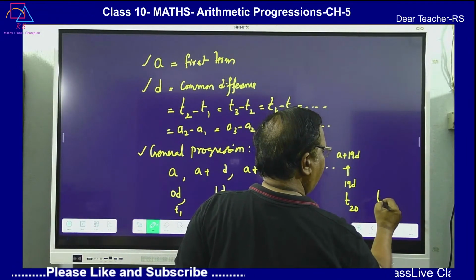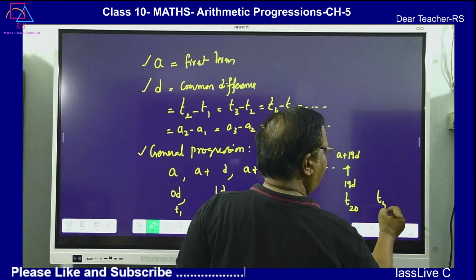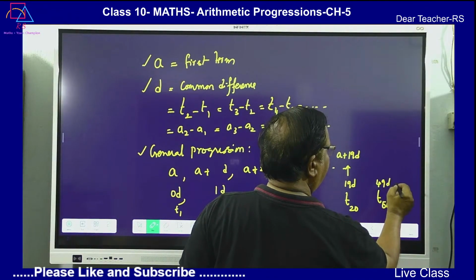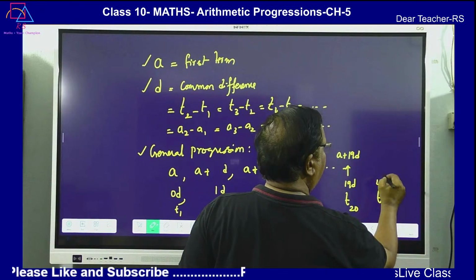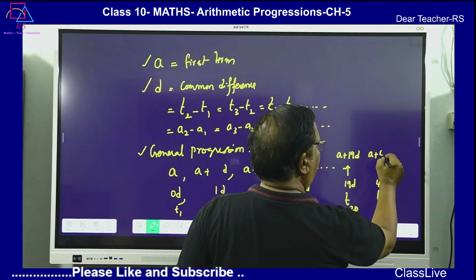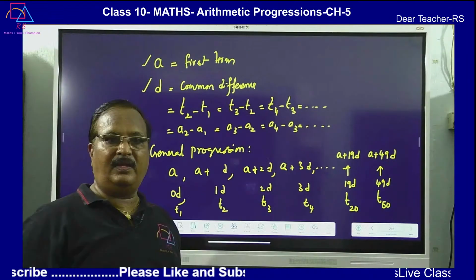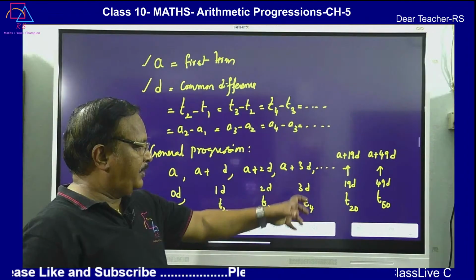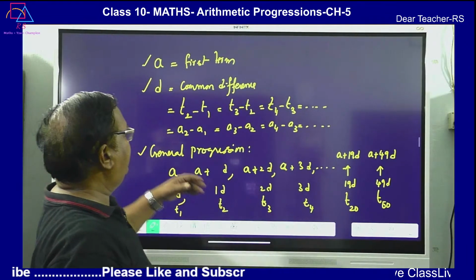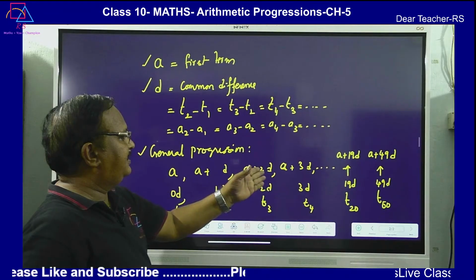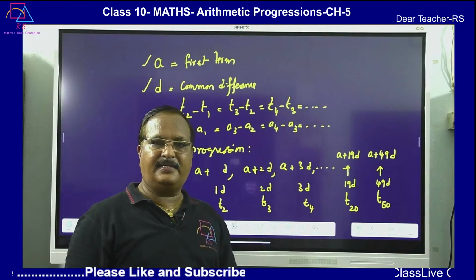Suppose we need the 50th term, so you should have 49 Ds. Then the term will become A plus 49D. So using this you can find out any term.